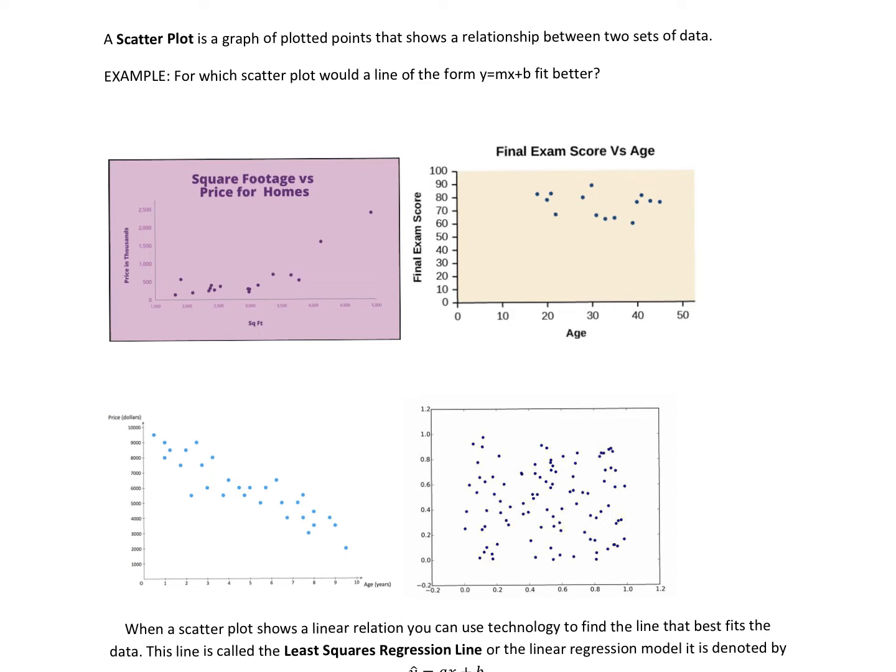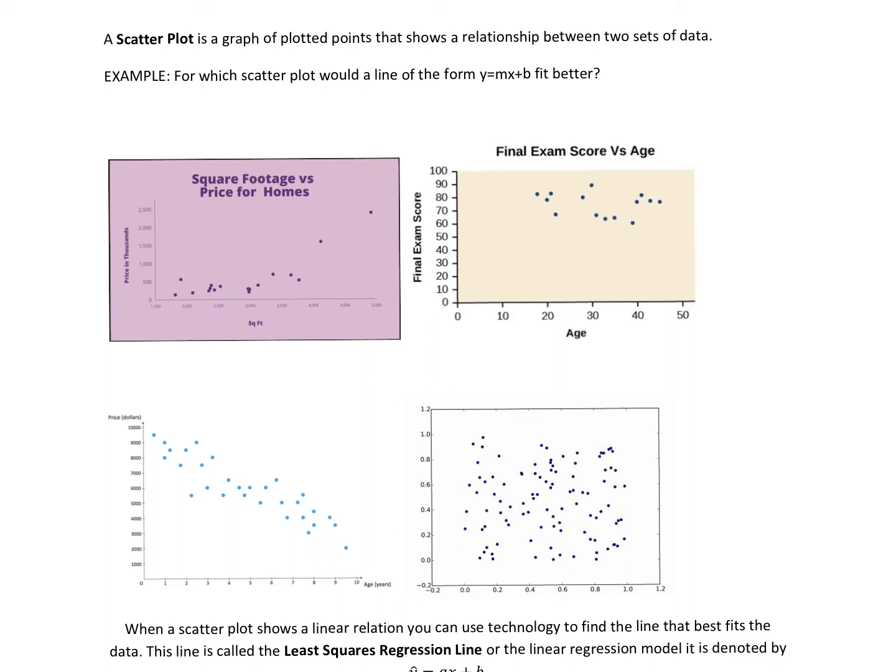The next one, final exam score versus age. The third one, age versus price in dollars. And the last one does not have any axes marked. But they are all scatter plots.